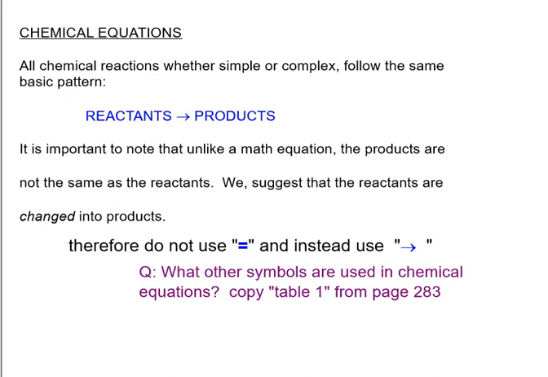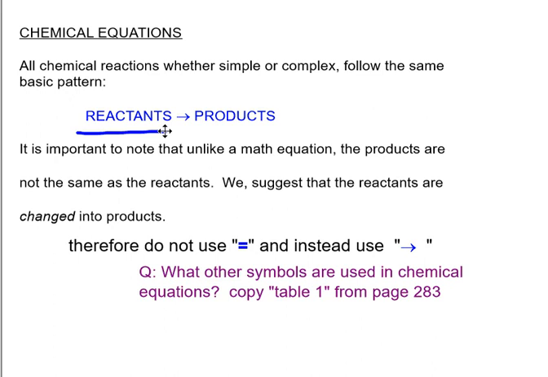In this video, we're going to take a look at the different patterns that are found in chemical reactions, and we're going to take a look at writing chemical equations. All chemical reactions, whether simple or complex, are going to follow the same basic pattern. On the left, a group of reactants will be those chemicals or compounds that actually react.